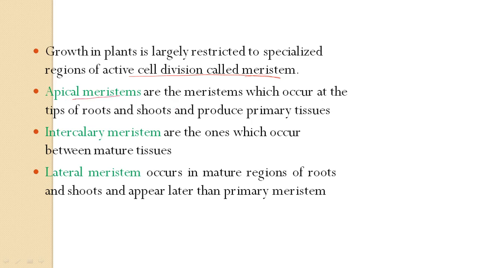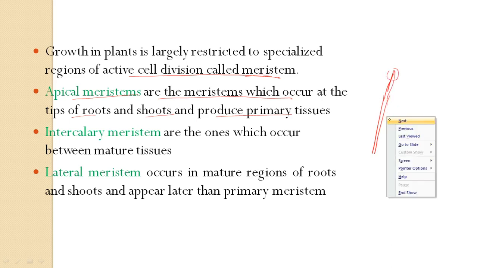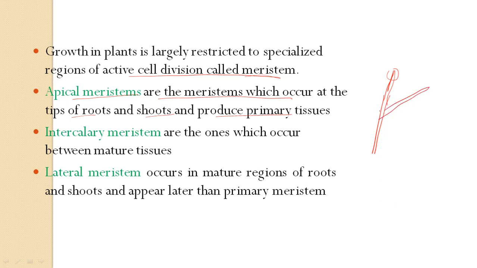The number one is the apical meristem. These are the meristems which occur at the tip of the roots or the shoot and produce primary growth. If you go to the root system, there is always a tip, whether it is a main branch tip or the area from where the branches arise. If we go to the branches, what we see are the tip areas. This area is called the apical meristem, because new growth of the plant is being seen.